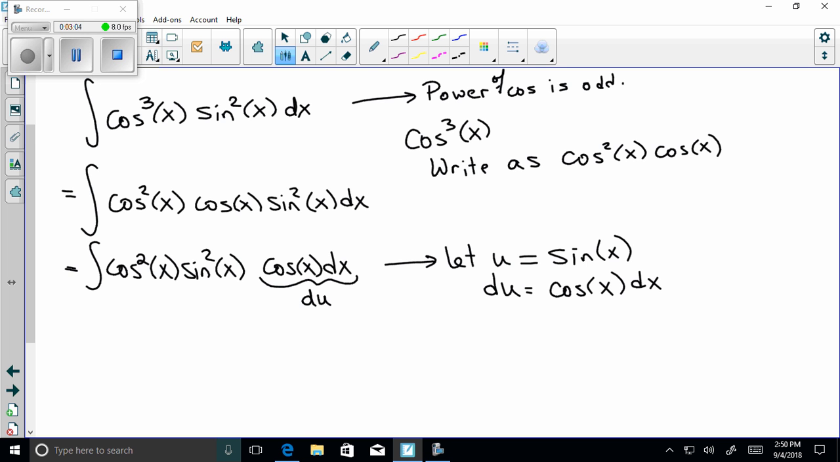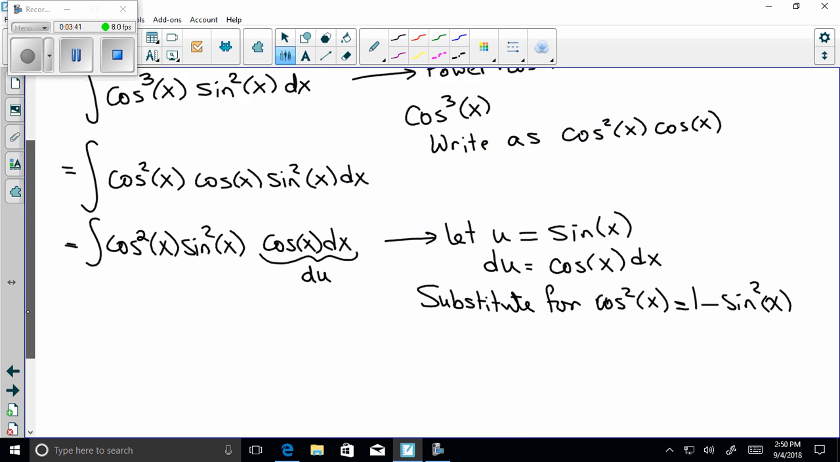This is a method, right? So now I need everything to be in terms of u. So sine squared x is just going to be u to the power what? 2. This part, cosine squared x, I need to use that identity that I wrote in the previous page, okay? Substitute for cosine squared x, which is 1 minus sine squared x. So everything in the integral has to just be u. So let's look at what I get over here.